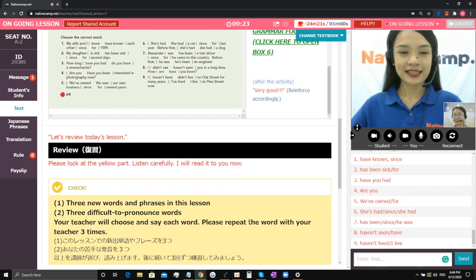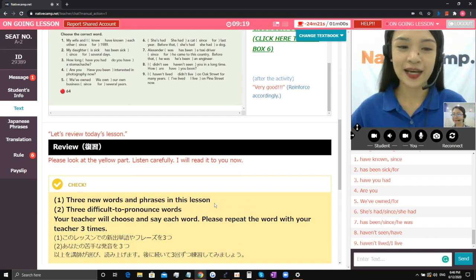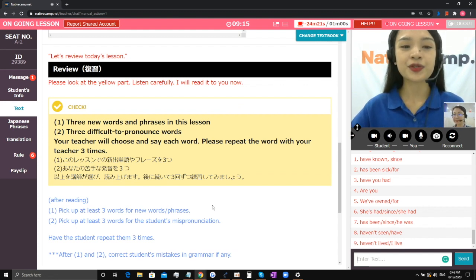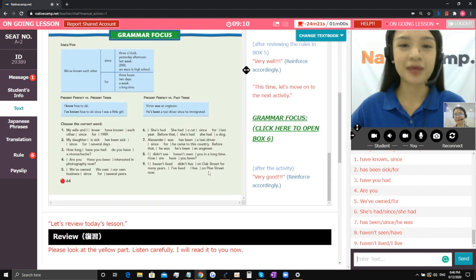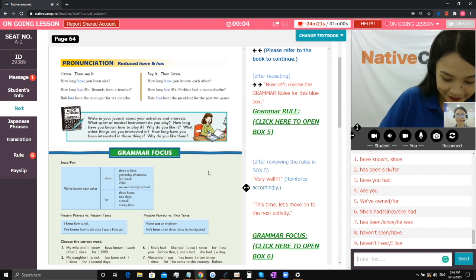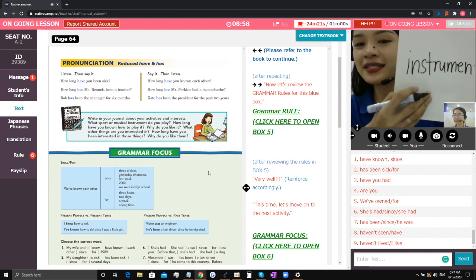Let's review today's lesson. Please look at the yellow part. Listen carefully. I will read it to you now. So 3 new words and phrases in this lesson, 3 difficult to pronounce words. So I will choose and say each word. Please repeat the word after me 3 times. Okay, first we have here. All right, please repeat after me 3 times.